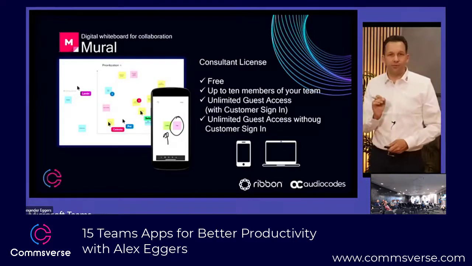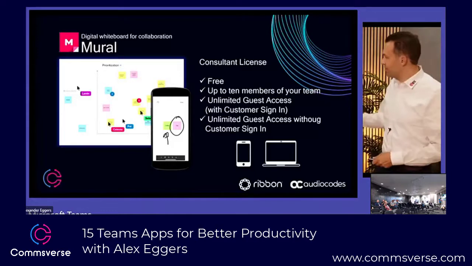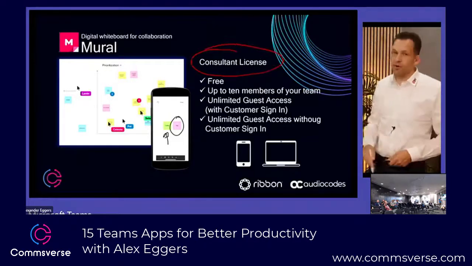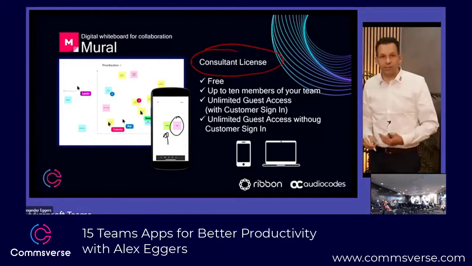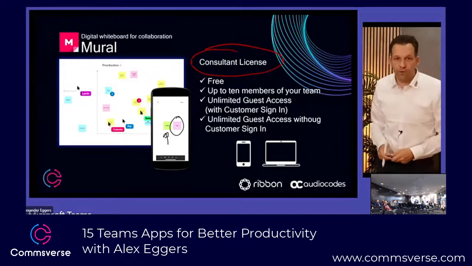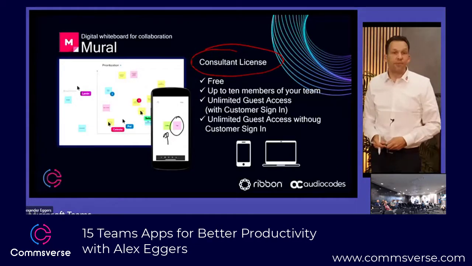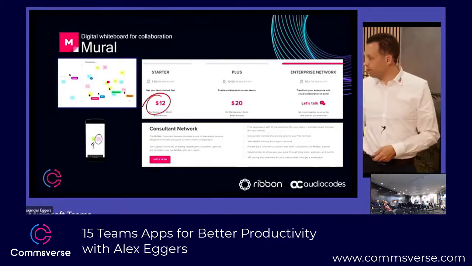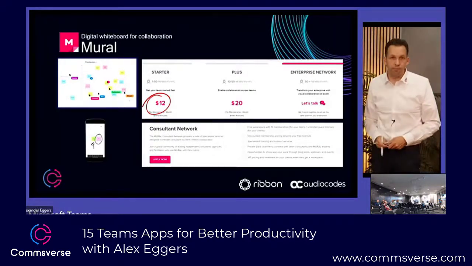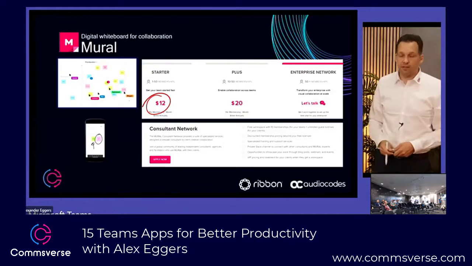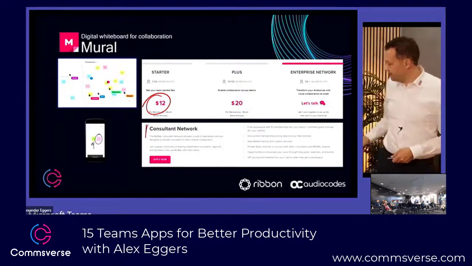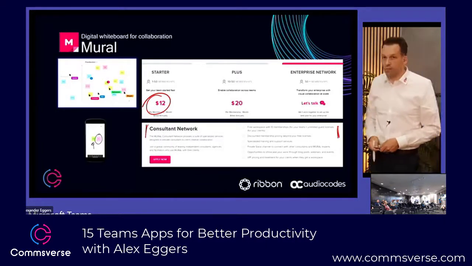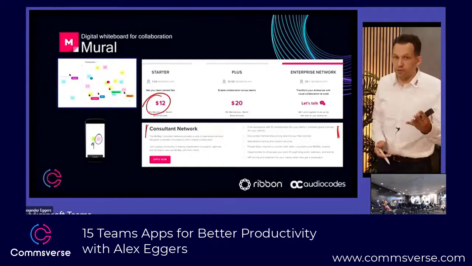Because we don't have a free license. We just have a free consultant license. So if you are a consultant, you will get Mural for free for 10 people. And this is a lot of money, because when we have a look here, usually it costs you £12 or $12 per month per person. And so you get in the consultant network 10 seats for free when you're a consultant. So maybe this is a tip for you.